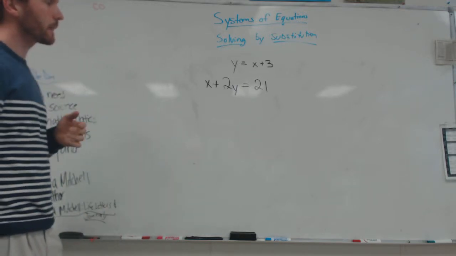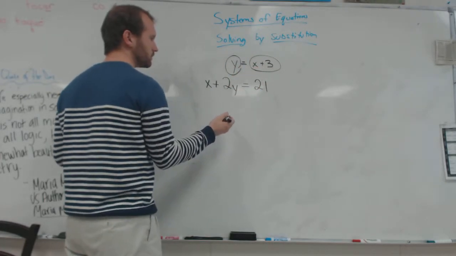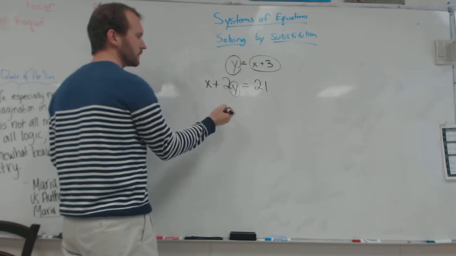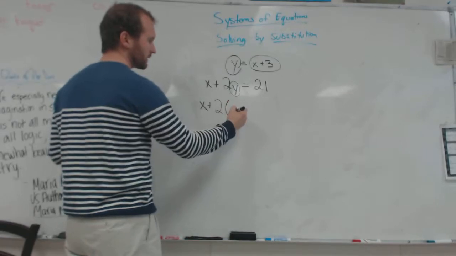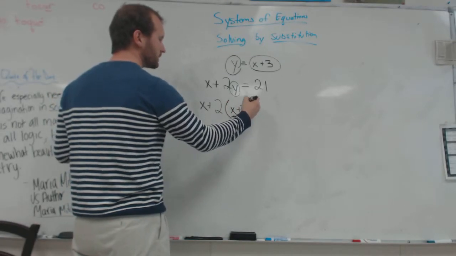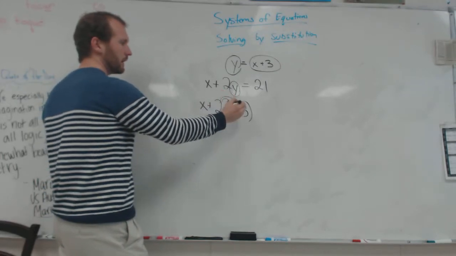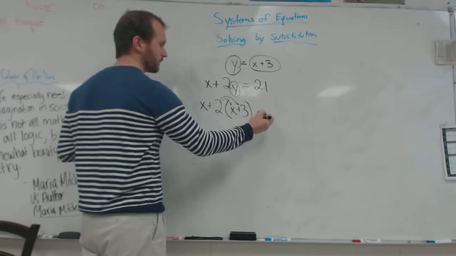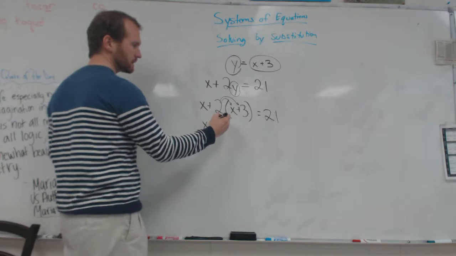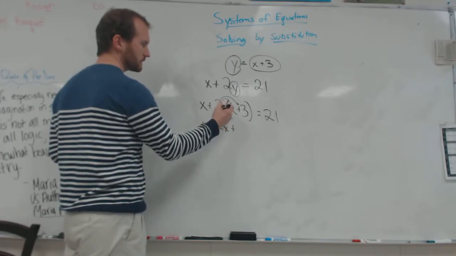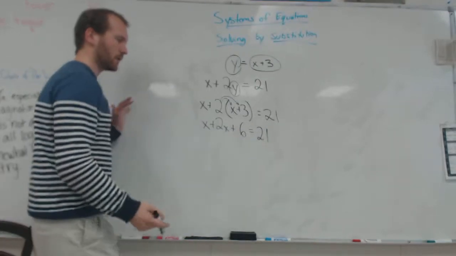I know y is x plus 3. So I'm going to rewrite this as x plus 2 times (x plus 3). And this is why you have to have your parentheses, because the 2 is going to distribute to the x and the 3. So what I have here is x plus 2x plus 2 times 3, which is 6, equals 21.